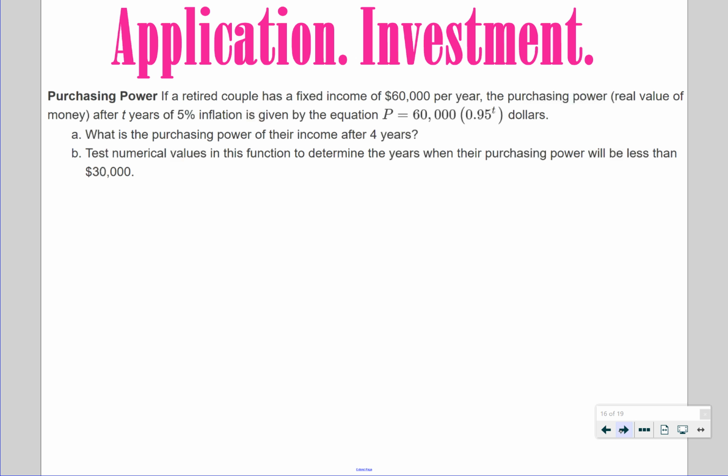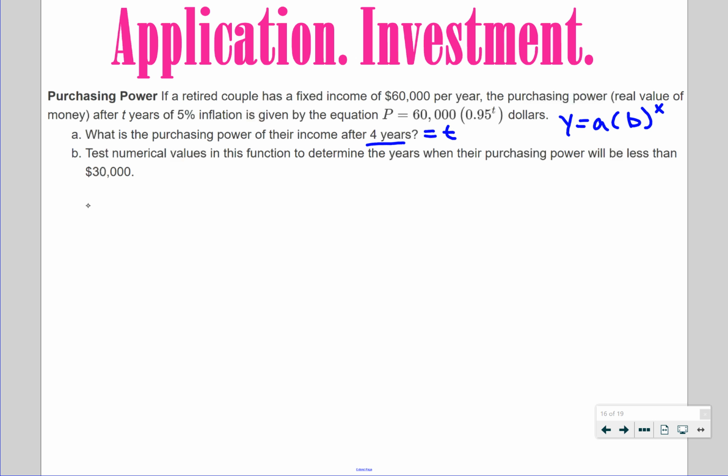So my model is an exponential function. This is the model y equals a times b to the x that we're seeing here. A is my initial value, $60,000 is what they start with. B is the growth rate, 0.95 is what we're multiplying by from one term to the next, and T is our time in years. Part A says, what is the purchasing power after 4 years? And again, years is our T.